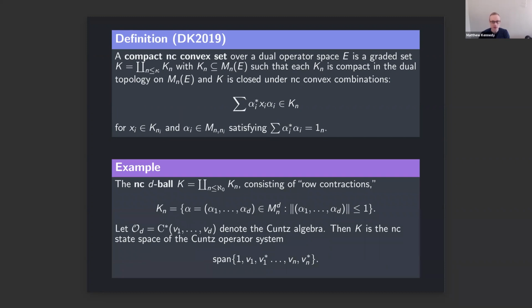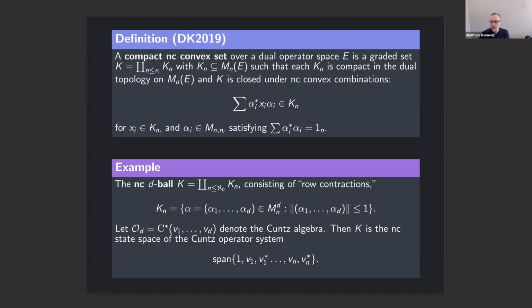And so here's a nice example that I like to think of as a non-commutative analog of the circle, the complex unit circle. So this is the non-commutative D-ball. This consists of row contractions, so D-tuples of operators, satisfying the condition that the norm of the row of these operators is less than or equal to 1. So we call these row contractions.